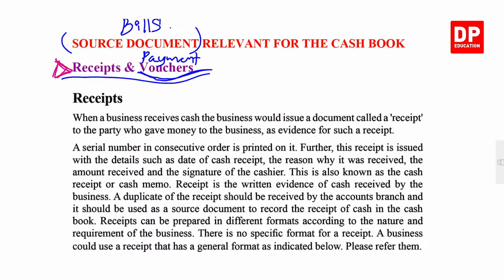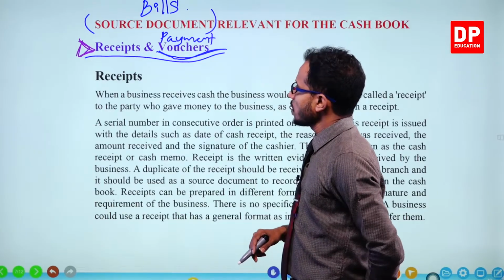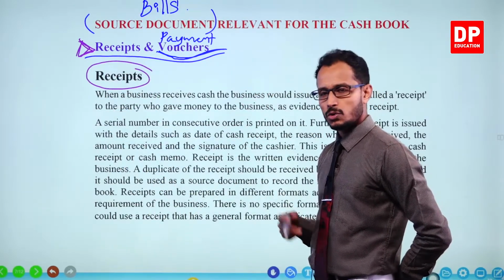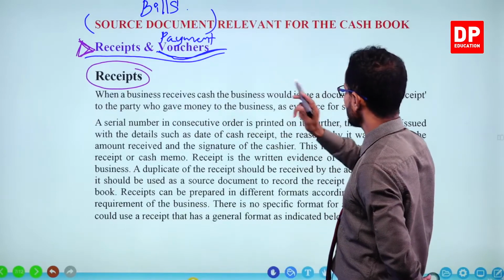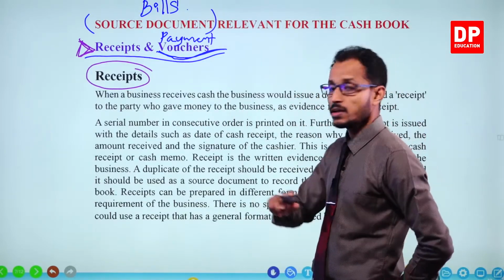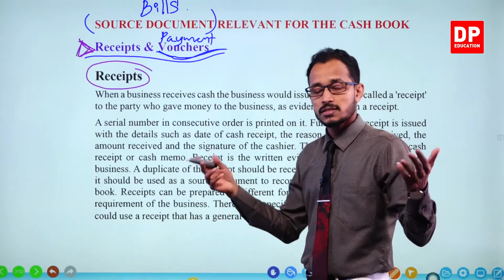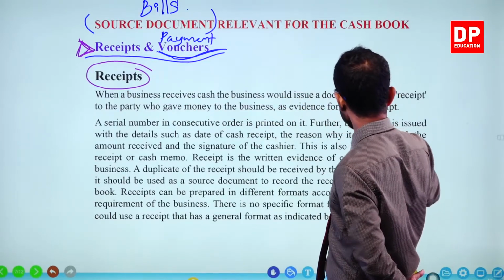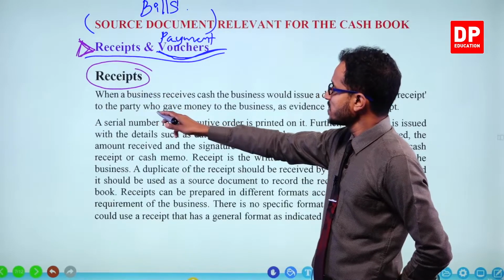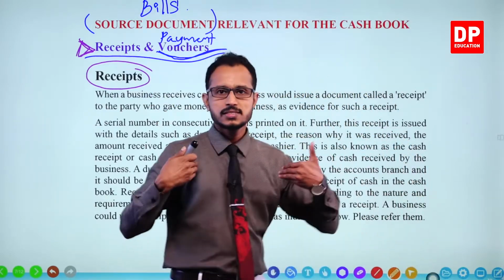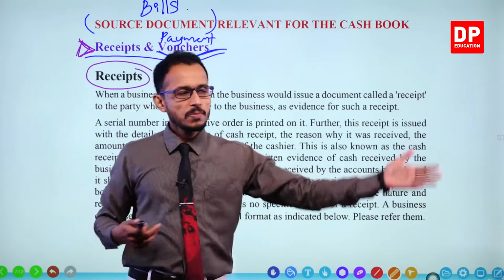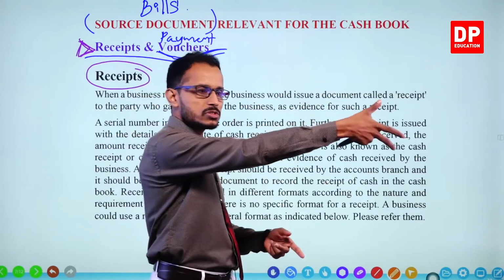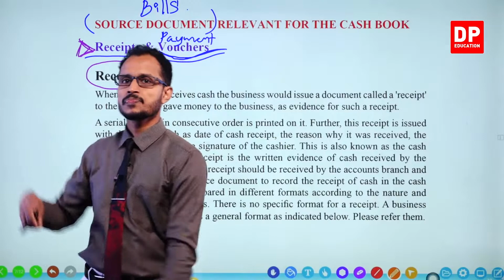Receiving and paying of cash. Alright, here we have a descriptive note about receipts. When a business receives cash, the business would issue a document called a receipt. Just now I told you by taking the supermarket example. When they receive cash, the business issues a document called a receipt to the party who gave the money, that is us, who gave the money to the cashier at the supermarket. We paid our money to buy the goods and we took the goods home with the receipt.